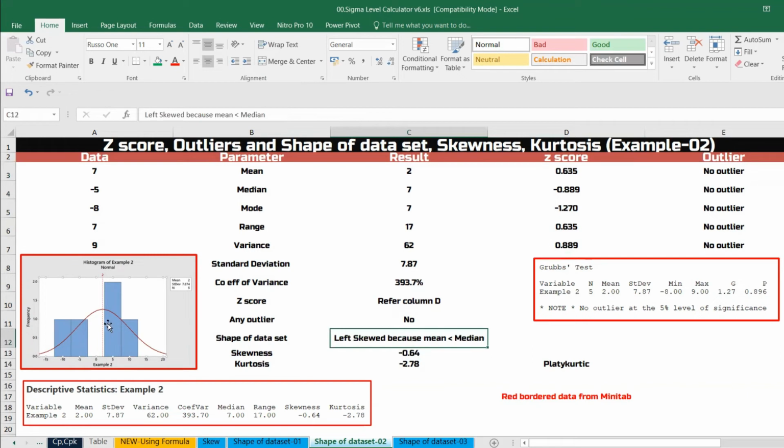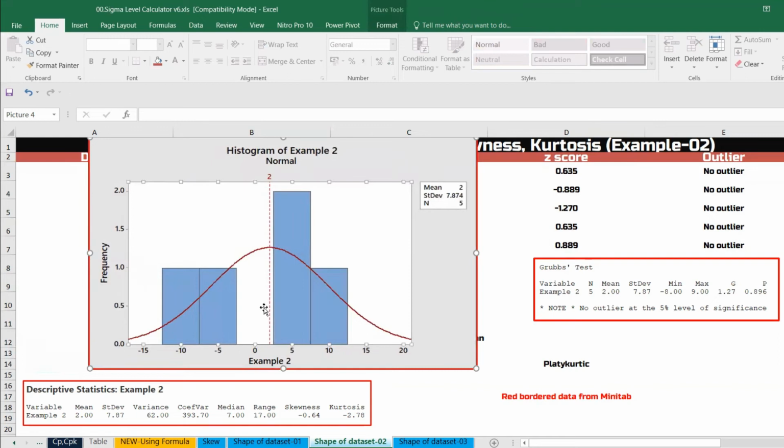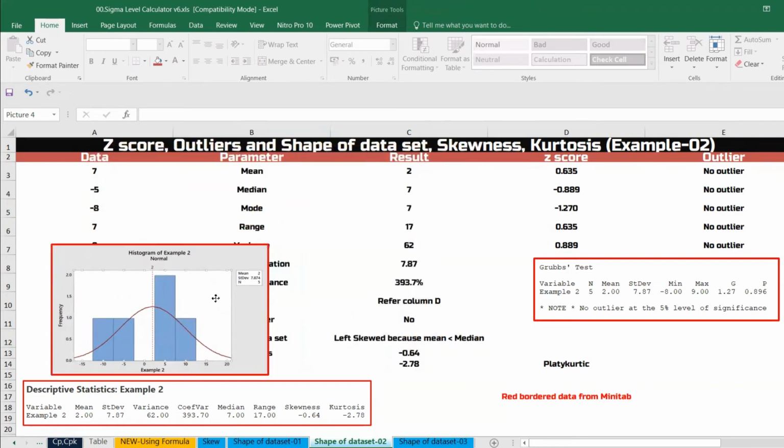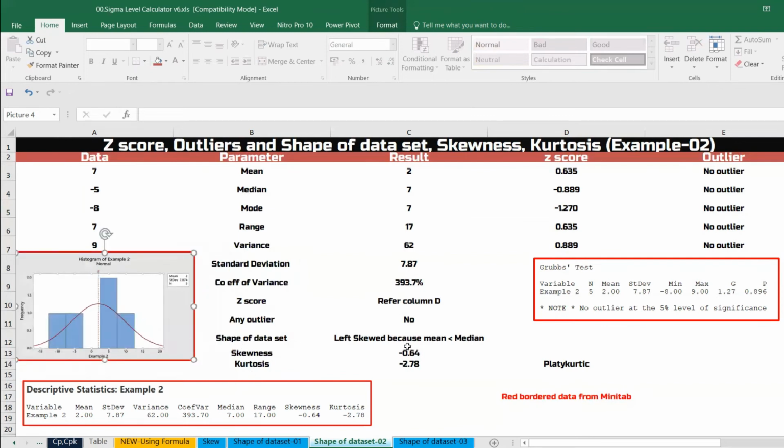You can see here the shape of the bell curve and histogram. Here you can see this is the mean value. That mean is 2, and it has been left skewed. Why is it left skewed? How are we saying it is left skewed? By the shape we can get to know, or by the value also. So if you see here, there are two ways to find out.